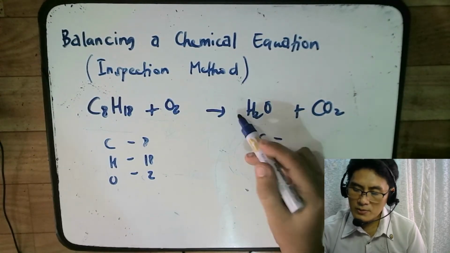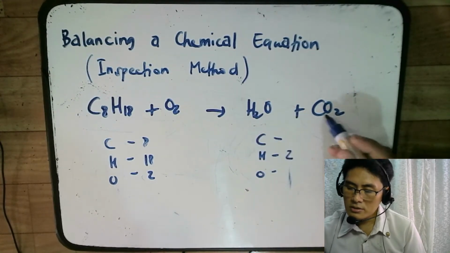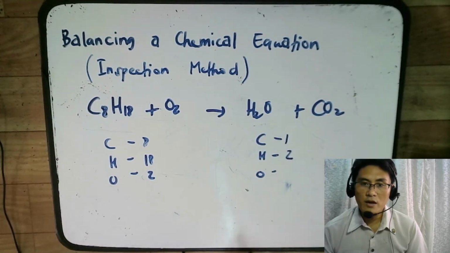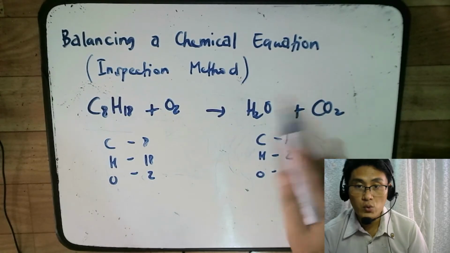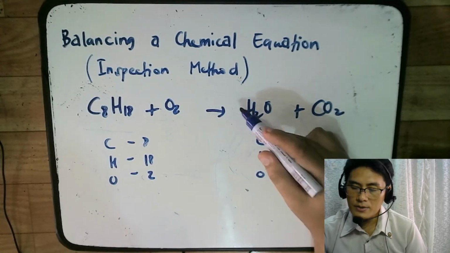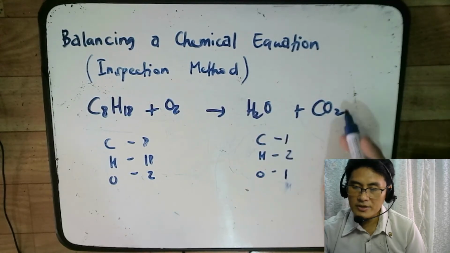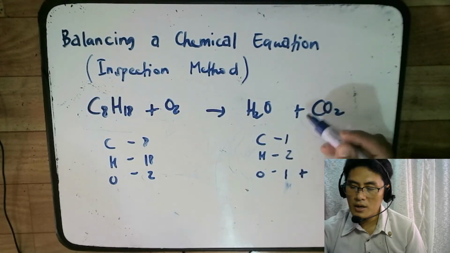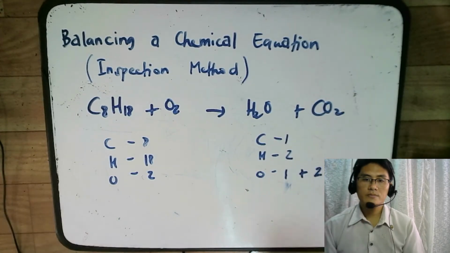H is 2 times 1, that's 2. C is 1 times 1, that's 1. But here you have to be careful with the oxygen because oxygen is found in two terms. So here you have 1 times 1, which is 1, but there's another term, so you have to add that, plus 2 times 1, so that's 2.